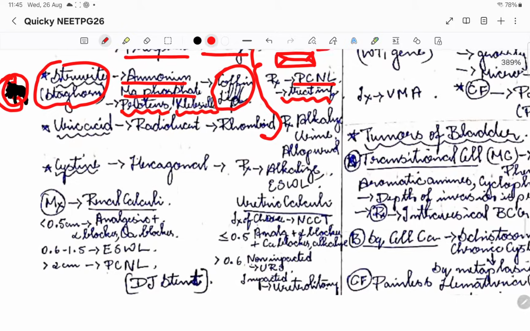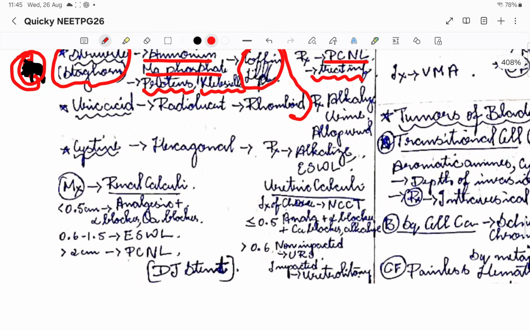Then coming to the other stone, that is uric acid stone. It will be radiolucent. All the other stones are radio-opaque, whereas this is a radiolucent stone. That is why it is very difficult to identify through the scans. Then the shape will be rhomboid. Rhomboid shape will be there with respect to uric acid stone. Then coming to management, basically we'll alkalize the urine. So this is how we will manage the uric acid stone.